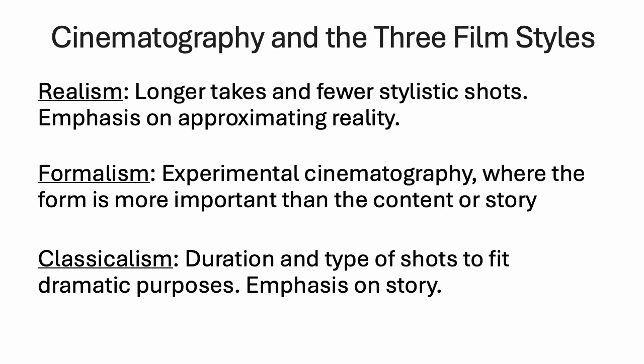Let's now take a look at cinematography and the three film styles we've been studying up to this point. Let's start with realism. So realism in cinematography is when you have longer takes and fewer stylistic shots, and there's an emphasis on approximating reality. Formalism is more experimental cinematography where the form is more important than the content or the story. And classicalism is when the duration and type of shots fit the dramatic purposes of the film. Again, with the classical style, everything serves the narrative.